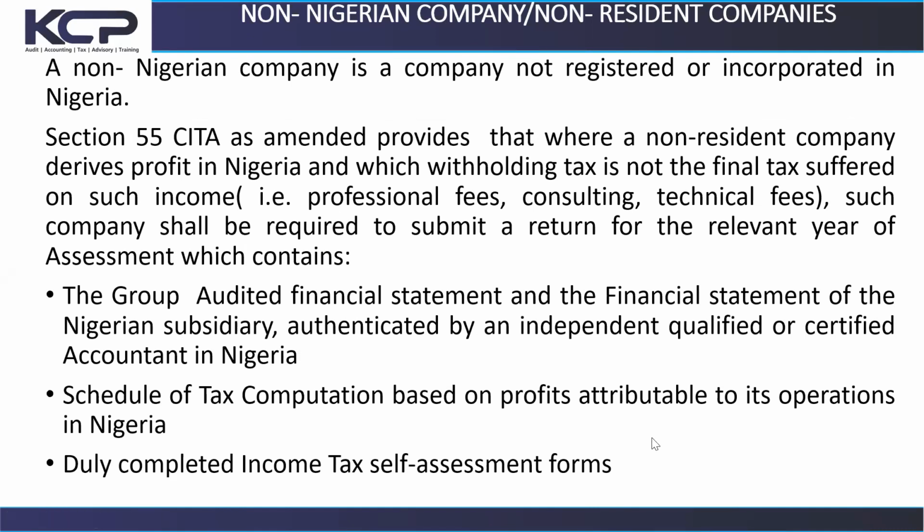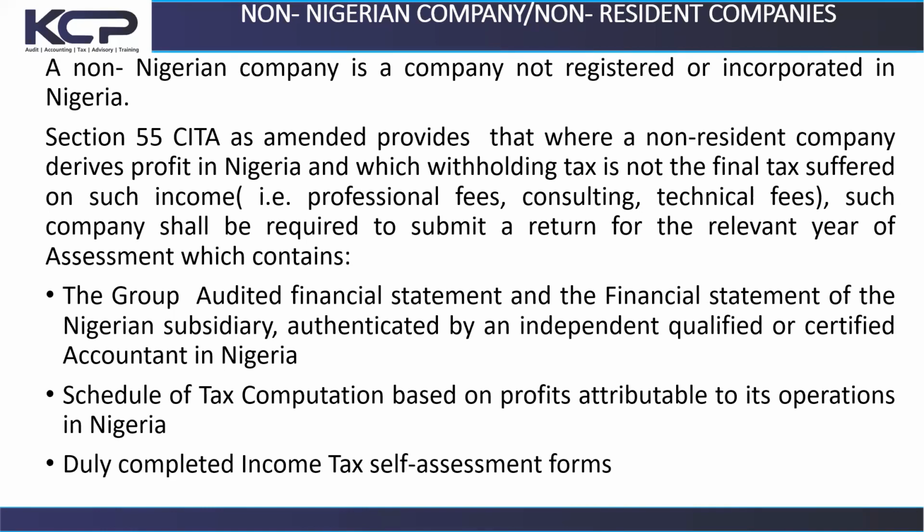Okay. That section, the way it's quoted here, as I'm watching it on the screen, I need some more clarity. Section 55 of CITA. Yeah, what clarification do you need? Section 55 CITA as amended provides that where a non-resident company derives profit in Nigeria and which withholding tax is not the final tax suffered on such income. As if it's different from what you said.